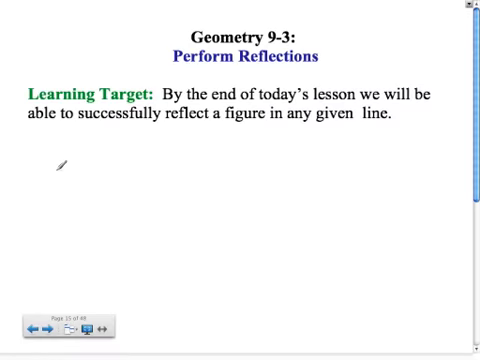In section 9.3, we're going to continue our discussion about different isometries, in other words, different types of transformations. If you recall, we've already discussed translating a figure and how to do that. Today we're going to look at reflections. And again, good news for you is that this should primarily be review from some first semester ideas.